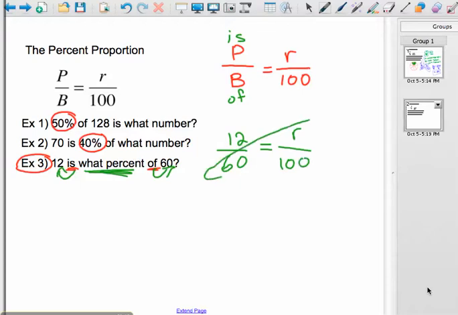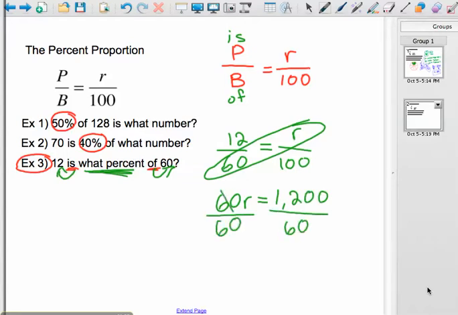So to solve, we multiply the means and we get 60r equals 12 times 100, which is 1,200. And then we divide both sides by 60 to use inverse operations. Now the coefficient of r is 1, so it's by itself. And when we divide 1,200 by 60, let's see if you guys can do that. I'll give you a couple seconds. Pause the video if you don't want the answer yet. But the answer is 20.